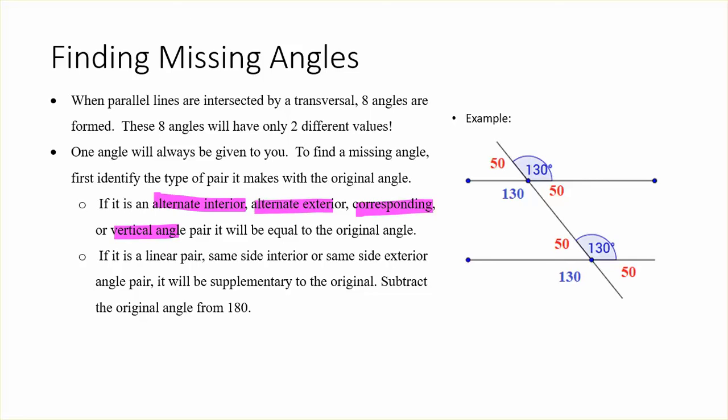We have multiple types of angle pairs that are equal. So alternate interior angles, alternate exterior, corresponding, or vertical angle pairs all create equal pairs of angles. Linear pairs, same side interior or same side exterior angle pairs, are supplementary. In order to find that, we subtract from 180. So you'll notice in my example, I have multiple angles that are 130, and then the other ones are 50. 130 plus 50 is 180.